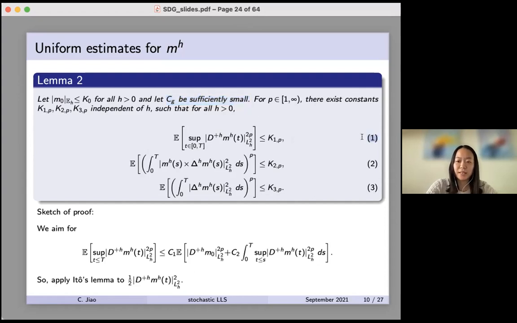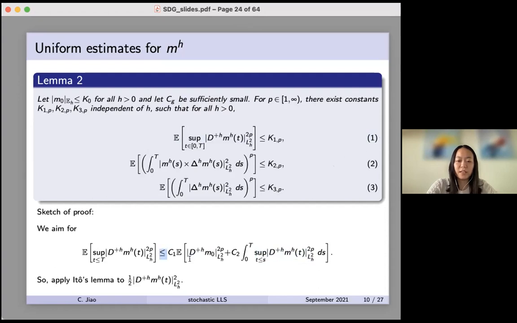For the first estimate, we aim to obtain this inequality here. The left-hand side is what we have for the first estimate. The right-hand side contains the expectation of the gradient of m_0, which is bounded by assumption, and the time integral of the discrete gradient of m_h. If we obtain this inequality, then immediately we can apply Gronwall's lemma to obtain the first estimate.